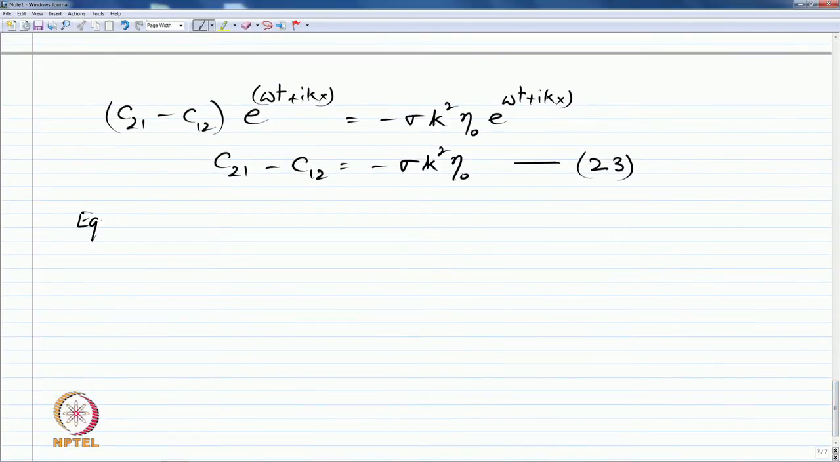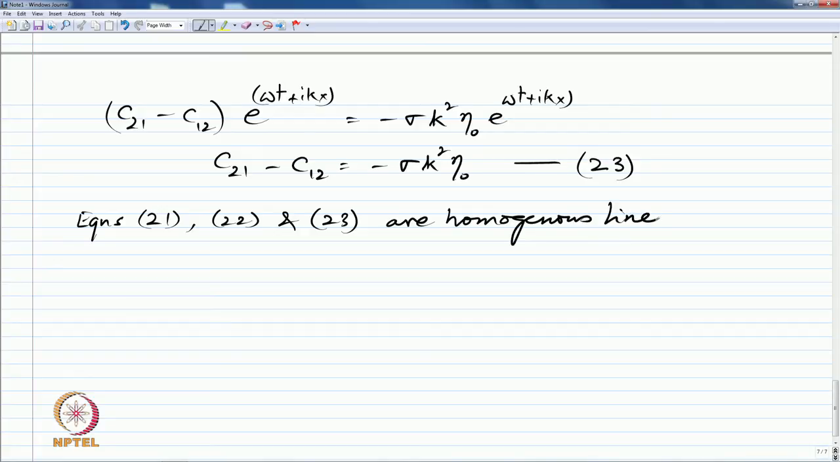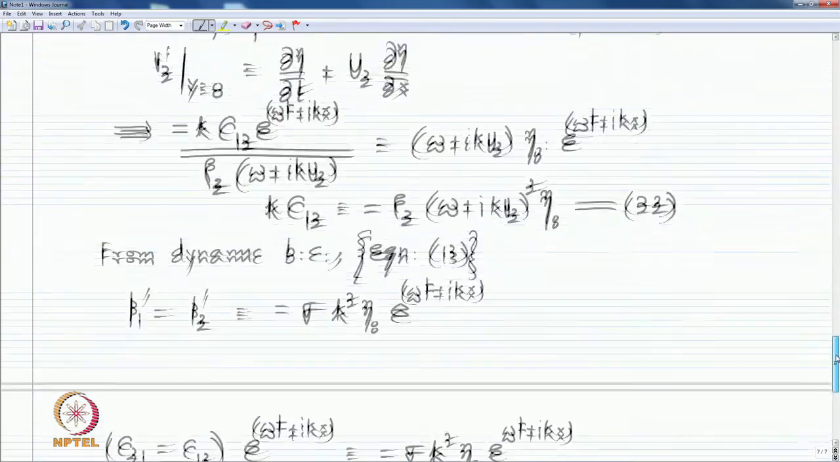So we have equations, just as a quick recap, 21, 22 and 23. Are homogeneous equations and we are looking for, we have three equations 21, 22 and 23 in three variables C12, C21 and eta naught, and we want to find a solution that is non-trivial, where neither of these quantities goes to 0. So, there are two ways of doing this. I can look at these three equations, and any time I have three equations in three variables, the only time you have a non-trivial solution is when the determinant of the coefficients goes to 0. That is one way of solving it, and that is probably the most general way of solving it.